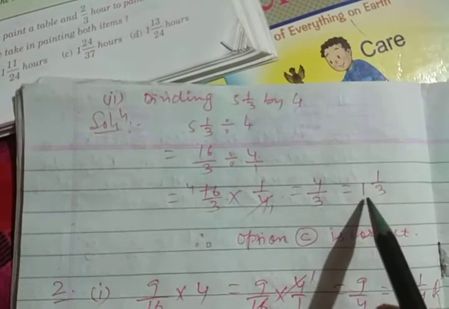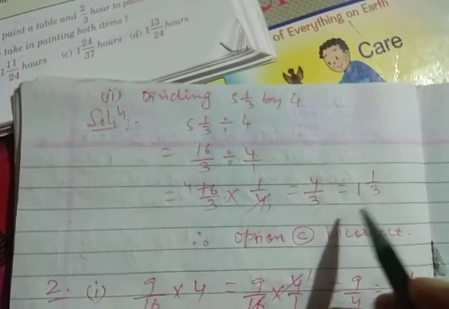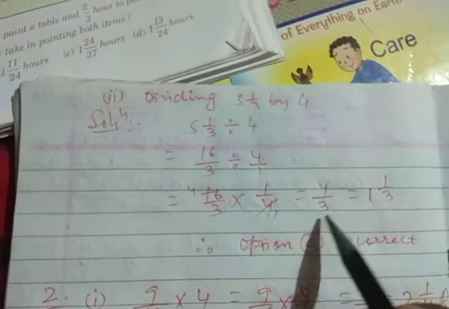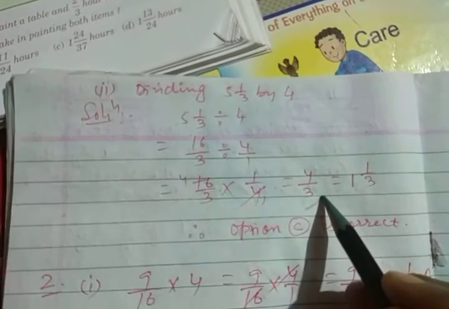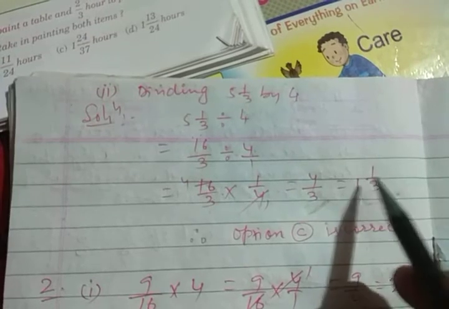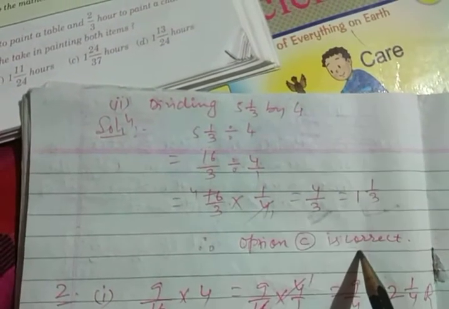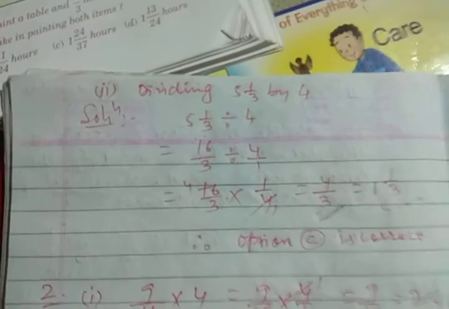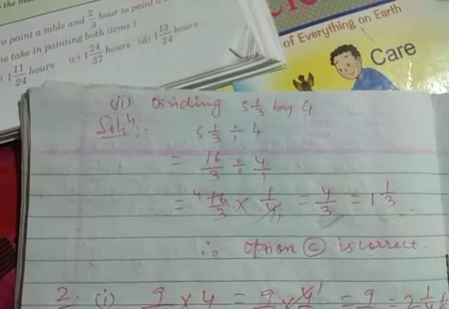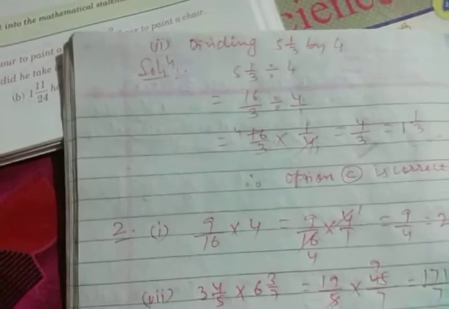4 by 3 can be written as 1 whole 1 by 3. So guys, here 4 by 3 will also be the correct answer, and you can say 1 whole 1 by 3. So option C is correct. Option C is correct. Similarly, we can do the next question.